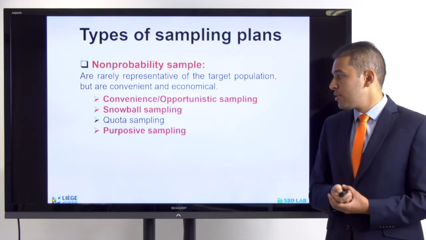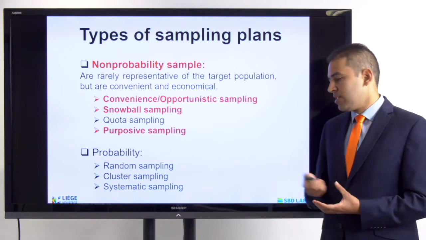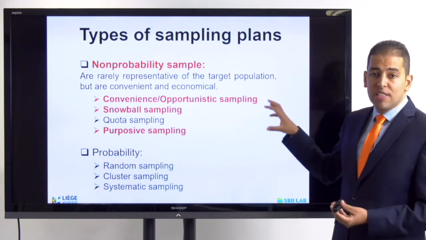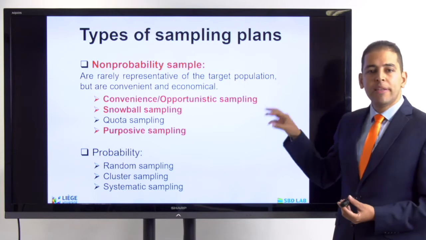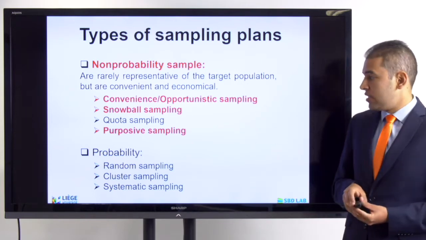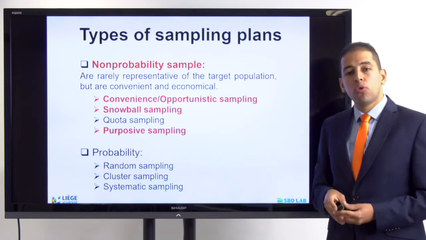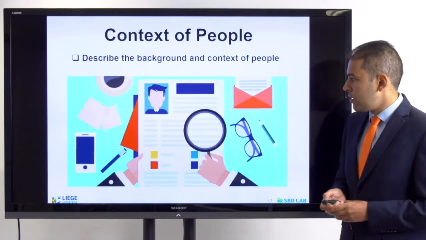You can also do purposive sampling, and for sure you can go for probability with random sampling, cluster sampling, and systematic sampling. But what I highlighted in red is the most commonly used sampling technique for qualitative usability testing. When it comes to these techniques in black, those are more used for quantitative usability sampling.